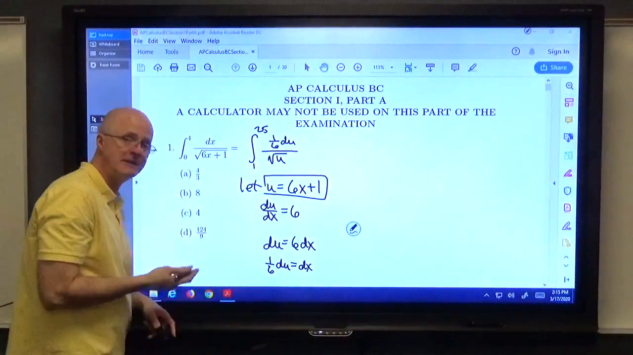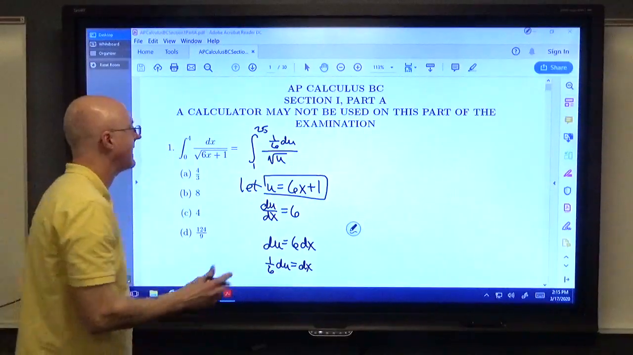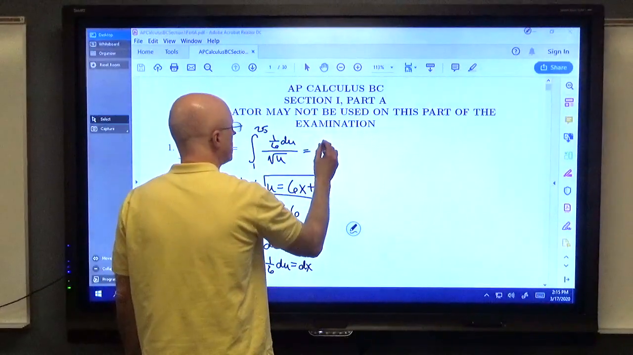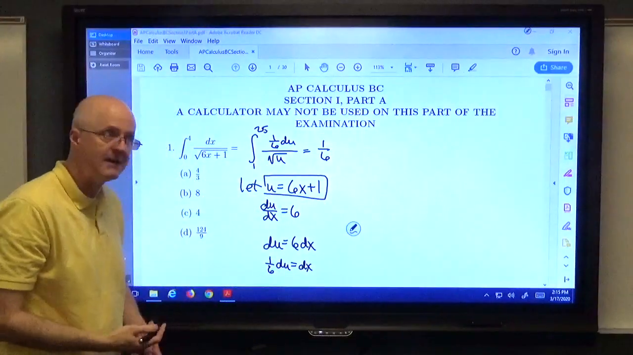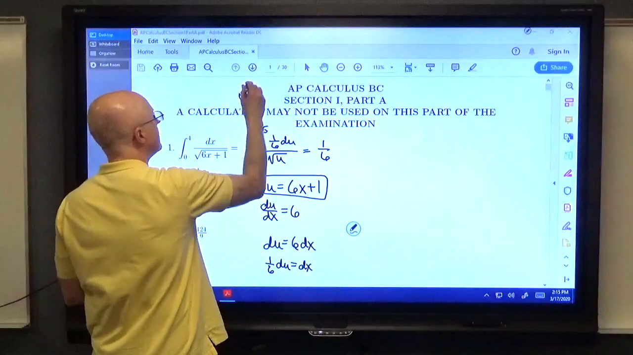Okay? Now do this definite integral. You never have to go back to x. I'll go ahead and put the 1/6 out in front. Square root of u in the bottom is the same as u to the negative 1/2.